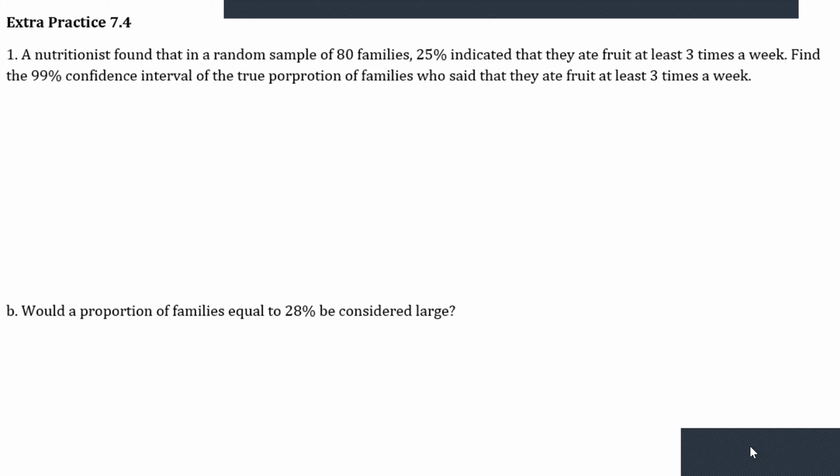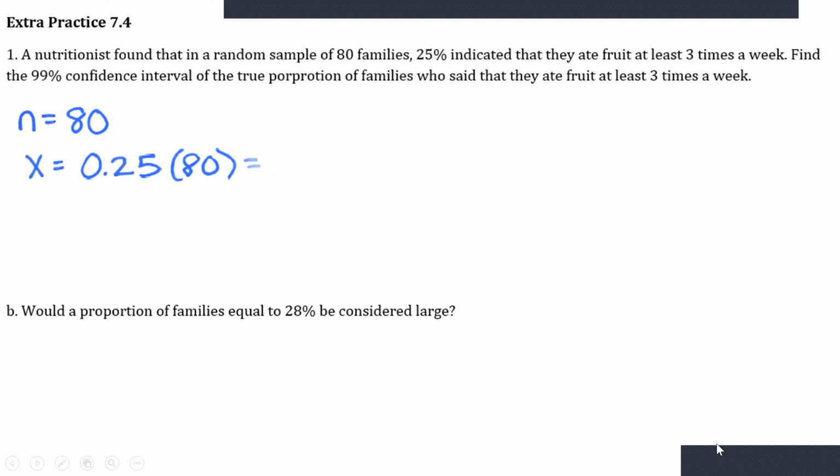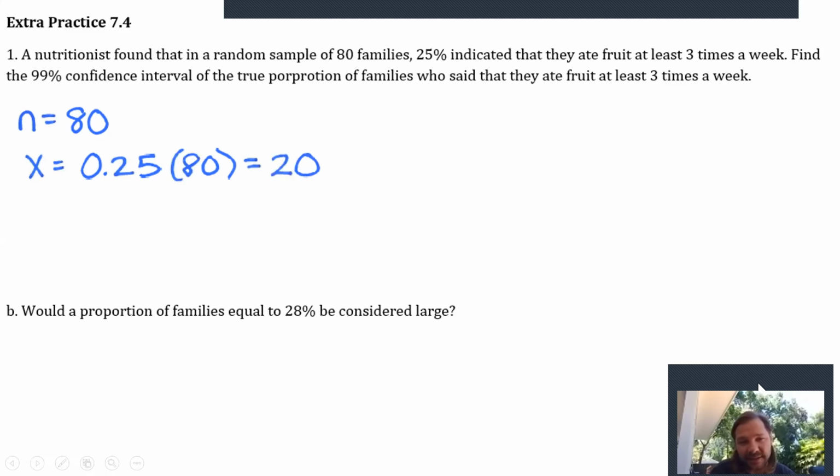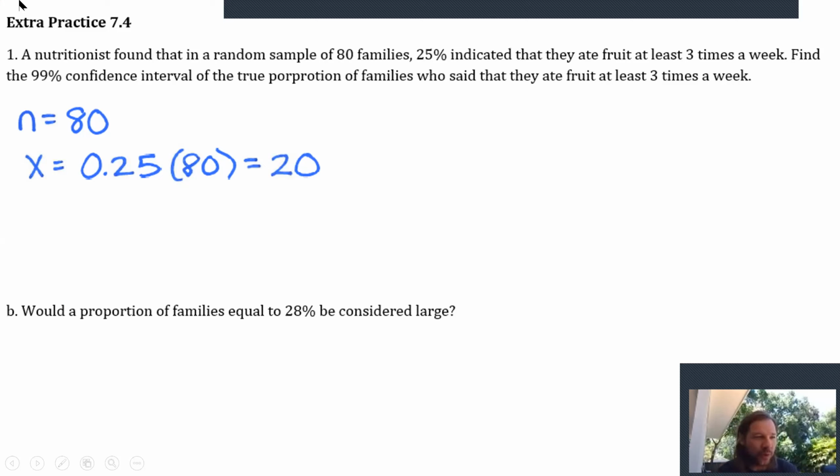But anyways, we have here that N is equal to 80 because that's the sample. And then we aren't given X, but we are given the percentage. So that's 25% of 80. So you take 0.25 times 80 and you should get 20.